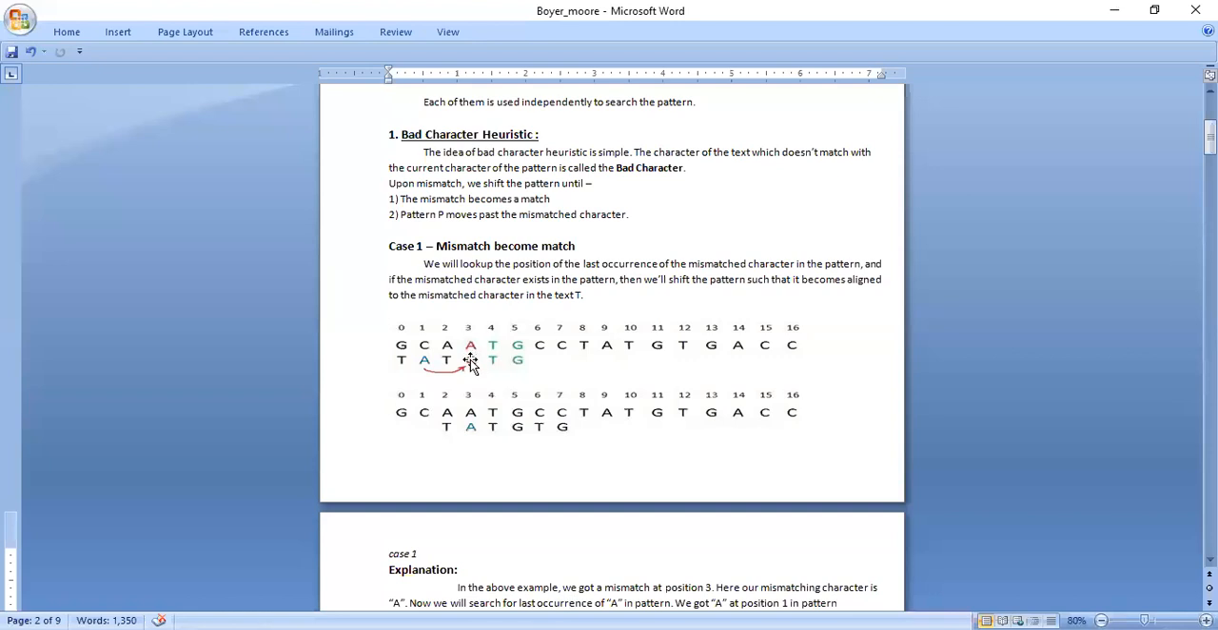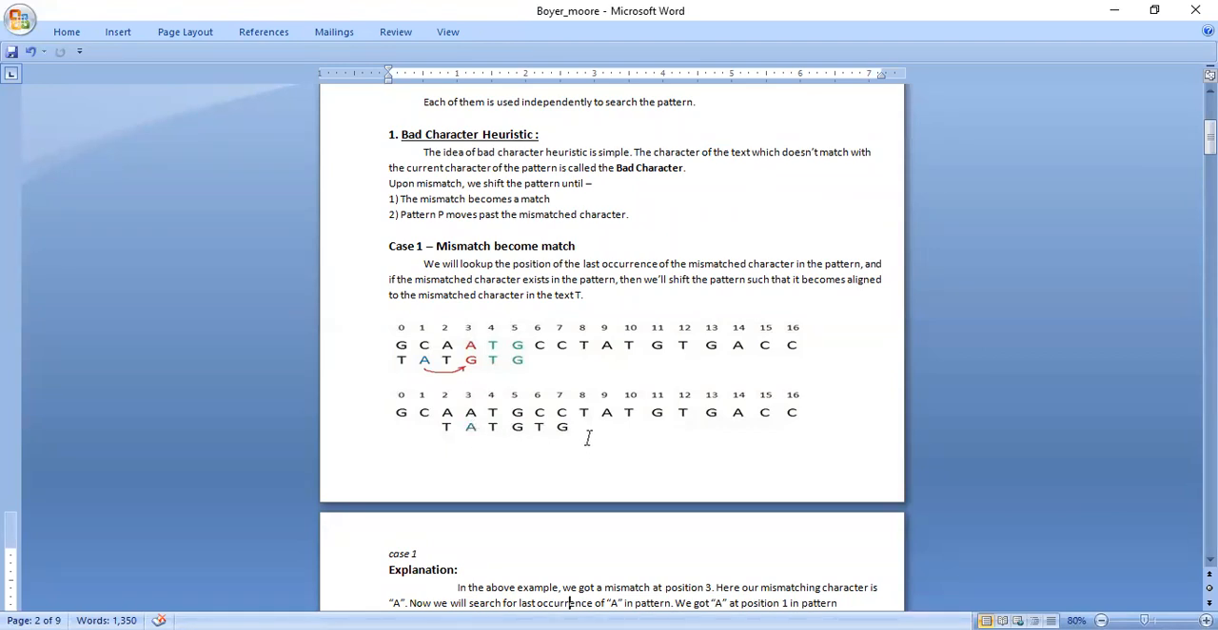Now it has been mismatched. So in the next step, I need to shift this pattern in such a way that at this position A, I get a match. So here I am shifting this pattern by two positions. In the next step, I have shifted this pattern, so my mismatch from the previous step is now a match. As we found a bad character, we shift until the mismatch becomes a match. Now this is a match. Previously it was a mismatch.